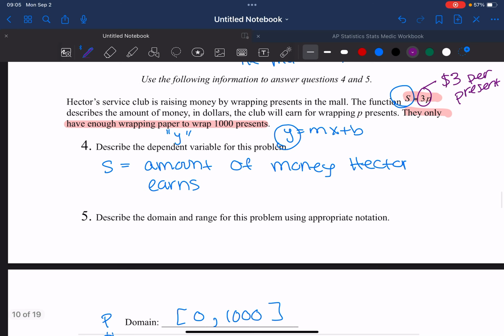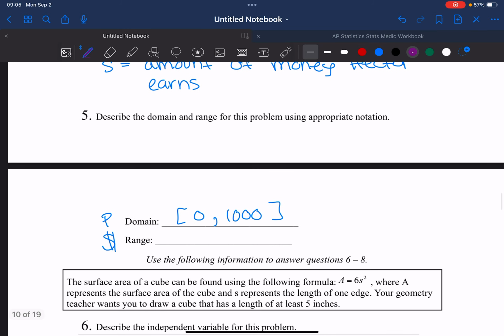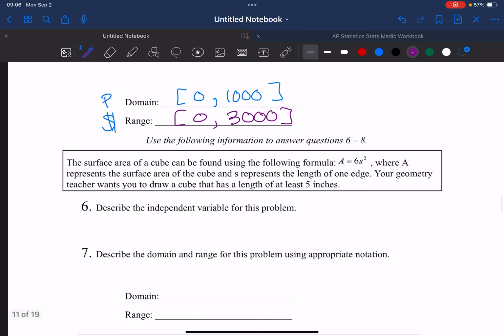Okay, so if they're charging $3 to wrap a present, if they wrap 0 presents, they're making $0. But if they wrap 1,000 presents, 1,000 times 3 is $3,000. So they can make a maximum of $3,000. Okay, let's look at the next one.